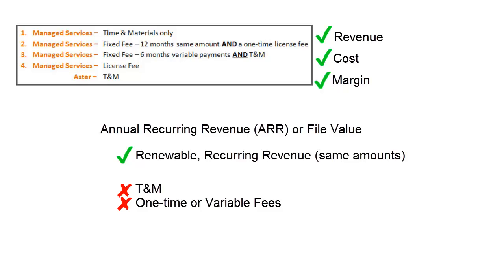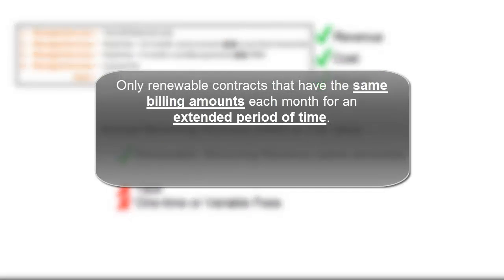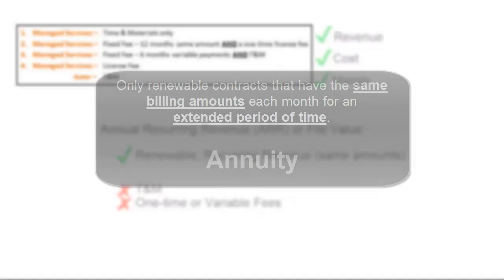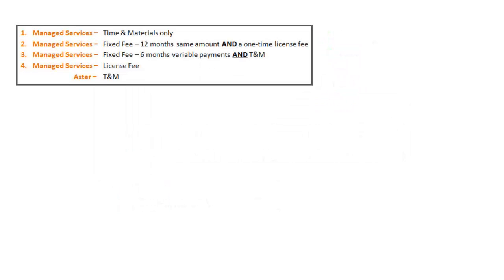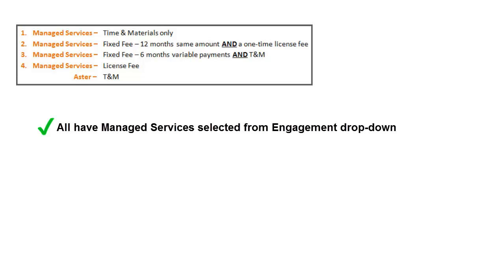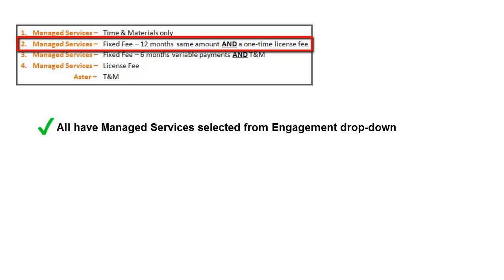We are calculating it specifically for these different services types. Only renewable contracts that have a recurring amount, meaning the same amount each month, for an extended period of time would be included in this. We call this an annuity. Looking back at our examples, we've already said that all of them are considered at least partially managed services, but only example 2 actually contains what we would call an annuity. It has 12 monthly payments of the same amount.